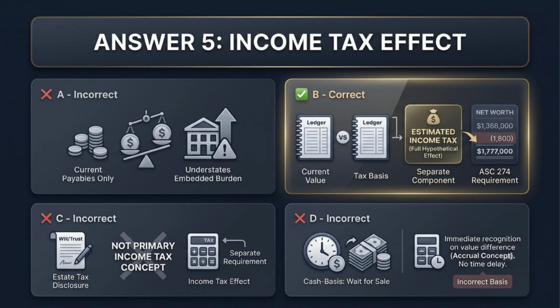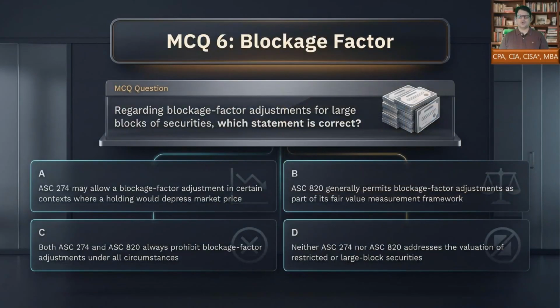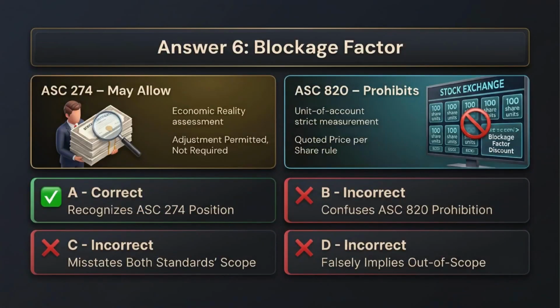For MCQ 6, slow down mentally because this is the classic blockage factor trap. The question deliberately brings ASC 274 and ASC 820 close together. Your first job is to identify which standard controls the fact pattern. In personal financial statements, blockage may matter in certain contexts. Under ASC 820 fair value measurement, blockage factor adjustments are prohibited for level 1 quoted positions. Choose the answer that preserves that distinction. The correct answer is A.